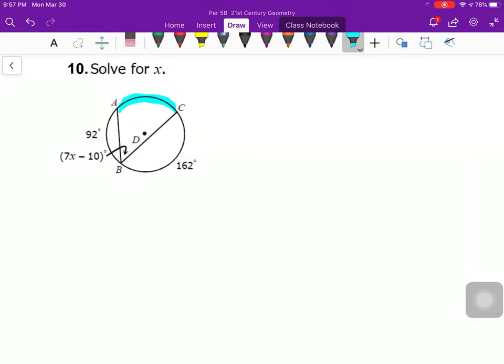Looking at this one, I think this is one of those instances. I think we need to find this arc out here. To find that arc out there, I'm just going to call it y. I know that if I take 92 plus y plus 162, I get the full circle. So the y will come out to be 106.